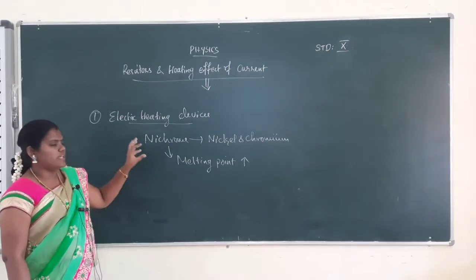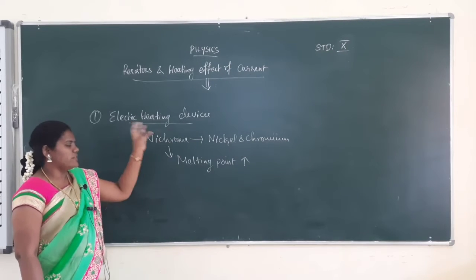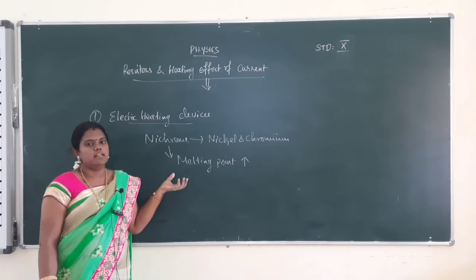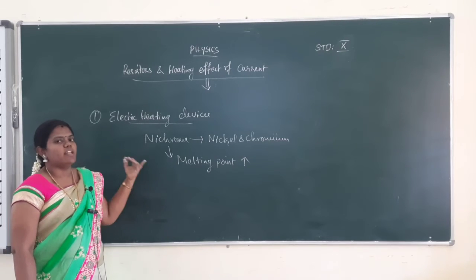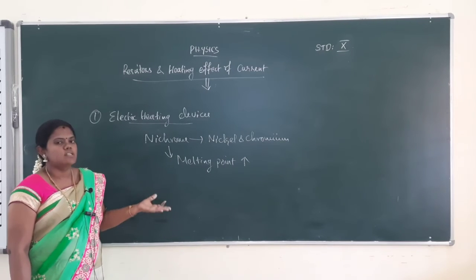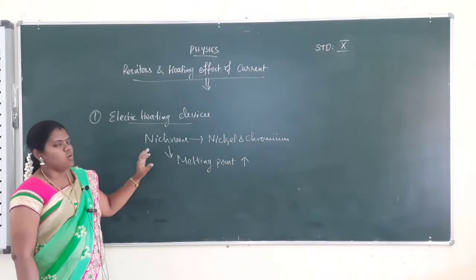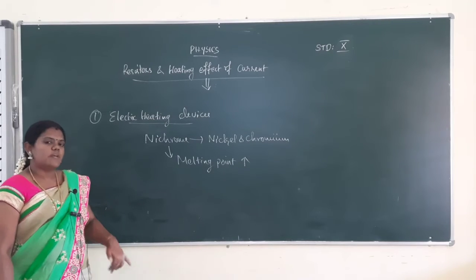These are good characteristics of nichrome, so it is used in various heating devices. Electric heating devices use nichrome, an alloy of nickel and chromium. Nichrome has a high melting point, high resistivity, and cannot be easily oxidized. So this is good behavior, and nichrome is always used in all heating devices, especially the iron box.